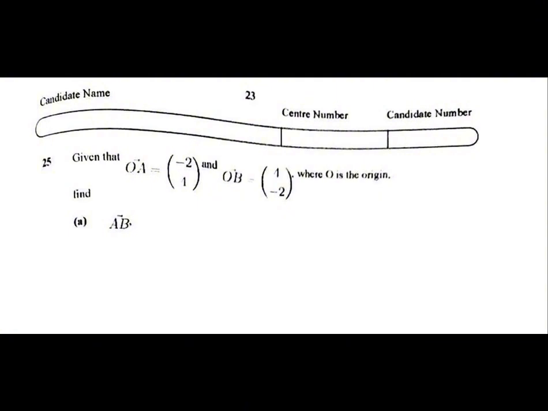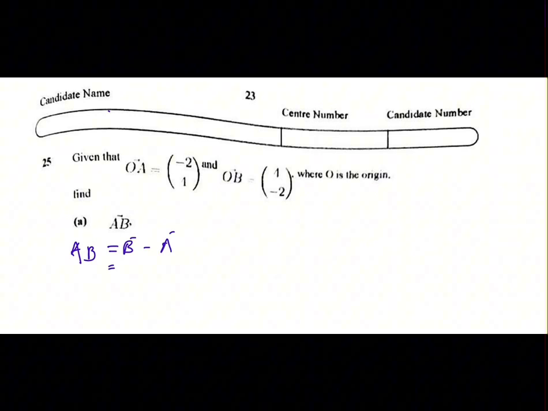Question 25, given that OA is equal to (-2, 4) and OB is equal to (4, -2), where O is the origin, find AB. So finding AB is simply the same as saying vector B minus vector A, which is equal to (4, -2) minus (-2, 4). Okay, so we're going to rewrite it in our column vector form: (4, -2) minus (-2, 4).